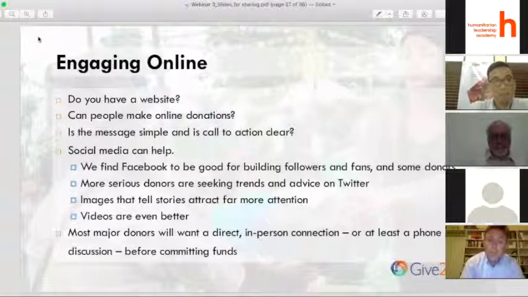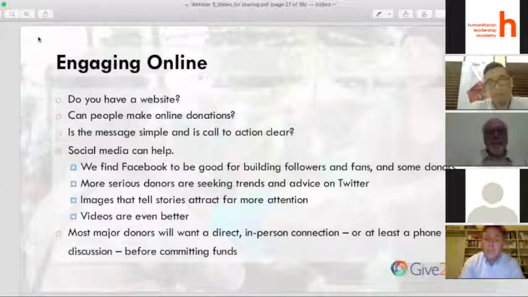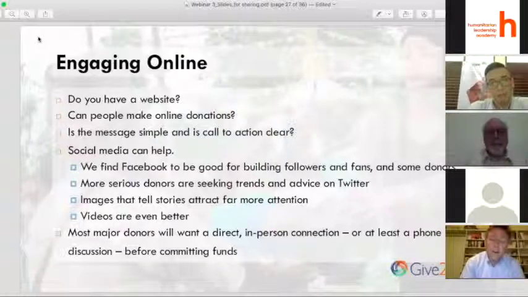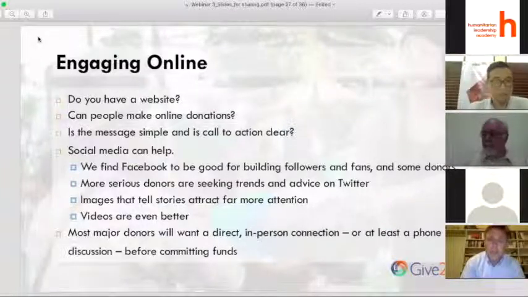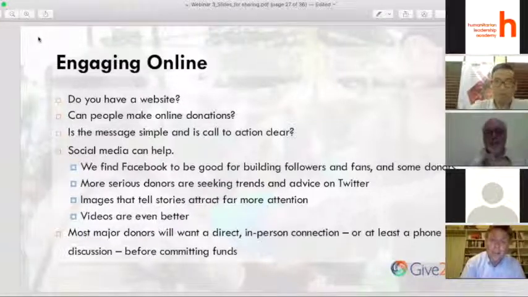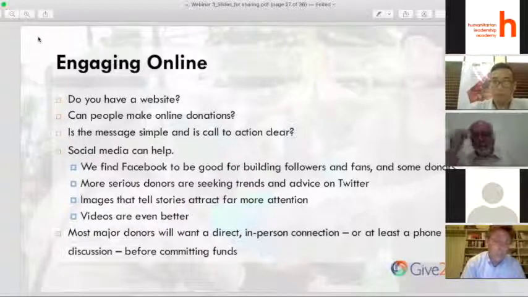Social media can help. We find that we're primarily working on Facebook and Twitter, quite frankly. We find that Facebook is very good for building followers, and we are seeing an increasing number of donors coming from that platform. We also see that the more serious, larger donors are seeking advice and trends and seeing what's happening on Twitter, where some other conversations are happening. Regardless of what you're doing with your marketing, images tell stories and attract far more attention on social media, and videos even more. If you have the ability to tell stories with images and tell stories with videos for your social media, it's going to reap bigger returns.